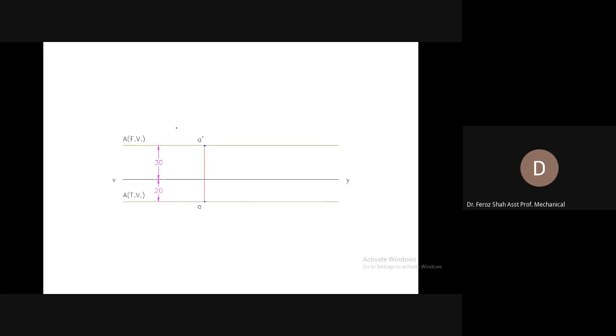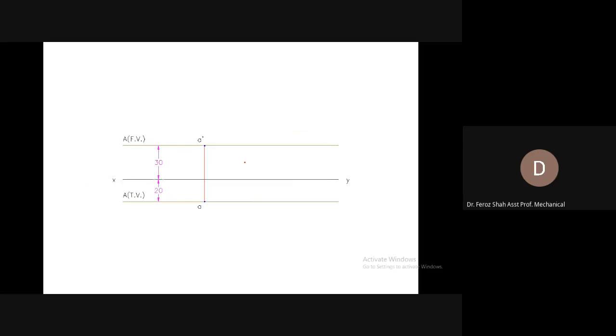So the first step would be similar: we are given the hint for end A, that end A is 30 millimeter above the horizontal plane, so its front view would be 30 millimeter above the XY reference line. Similarly, A is 20 millimeter in front of the vertical plane, so its top view would be 20 millimeter below the XY reference line. So you have drawn the locus lines for this end A, front view and top view.